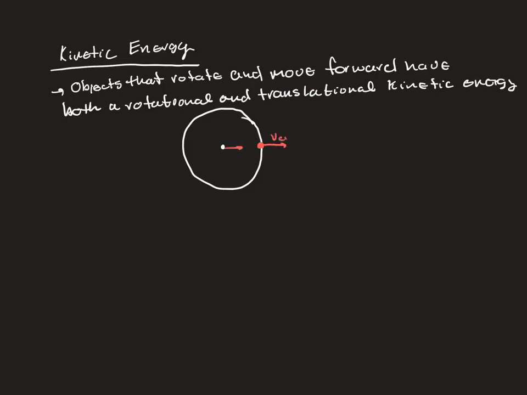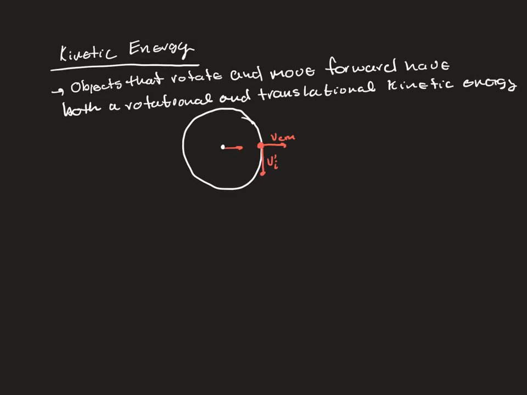So we're going to have velocity of the center of mass of the system. But at the same time, this particle is going to be moving down this way due to the fact that it is rotating. So we're going to refer to that as V prime. And I'm going to indicate that this is due to a single particle.